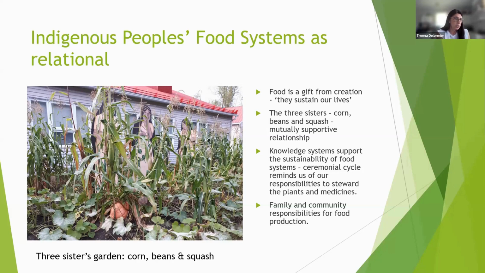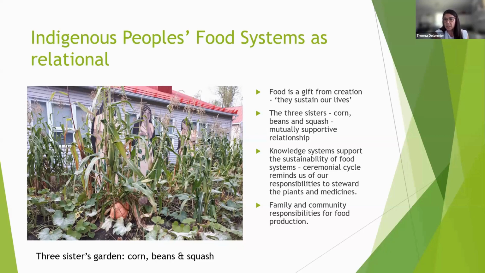And in our culture, in Mohawk culture, Ganyakahaga culture, we have many foods, but we honor the three sisters: corn, beans, and squash. And we recognize that food is a gift from creation, from our creator. We recognize that corn, beans, and squash grow in this mutually supportive relationship. And that tells us something about the way we live our lives too. We need each other to help each other out.